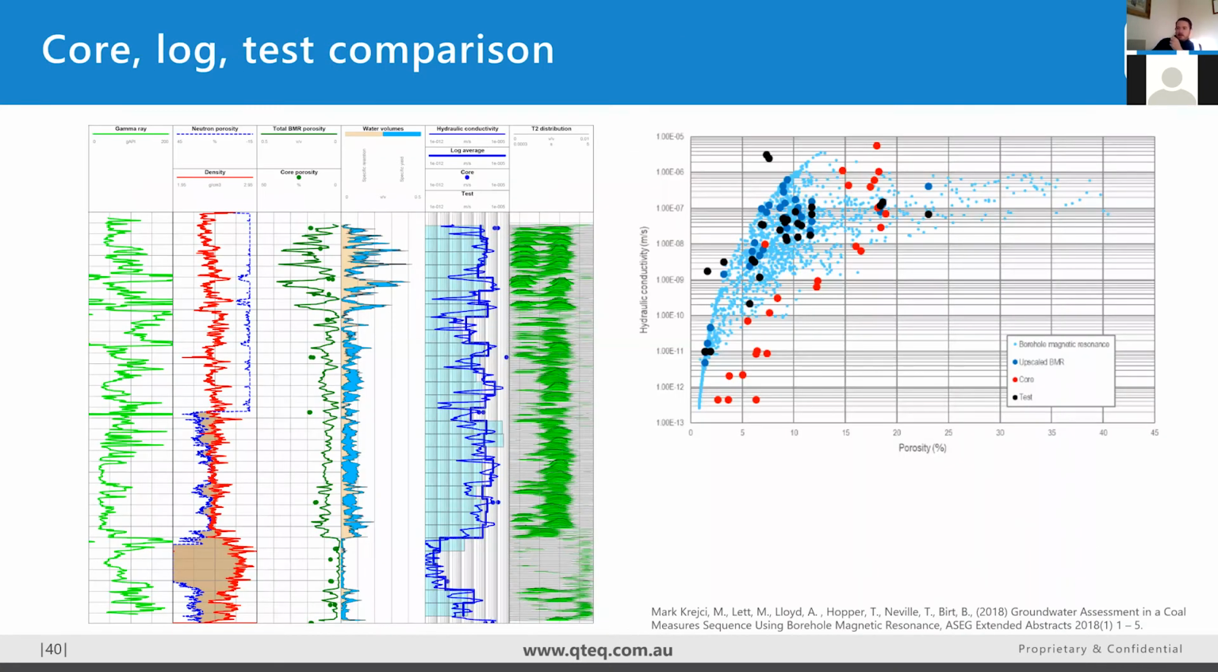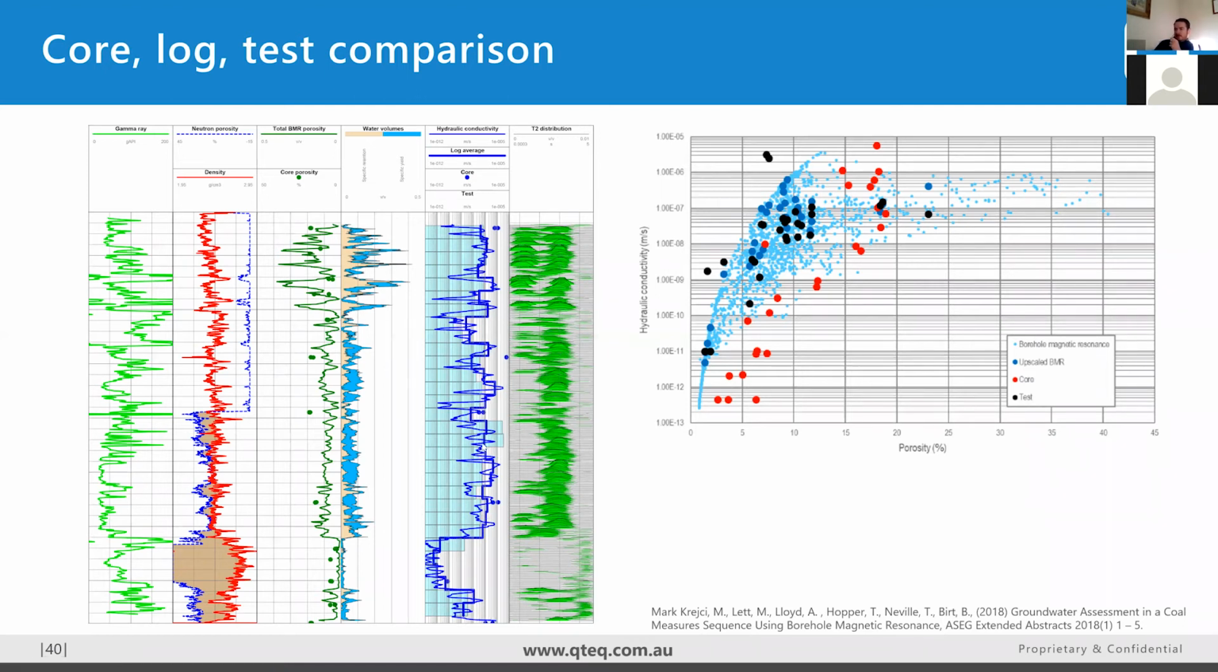And this is just another sort of quick example here where this company used to do packer tests every 6 meters up the length of the borehole. So these blue shaded boxes. The NMR average data over those same intervals is a thick blue line, and we see a very good correlation between packer tests and our average hydraulic conductivity over the same intervals.